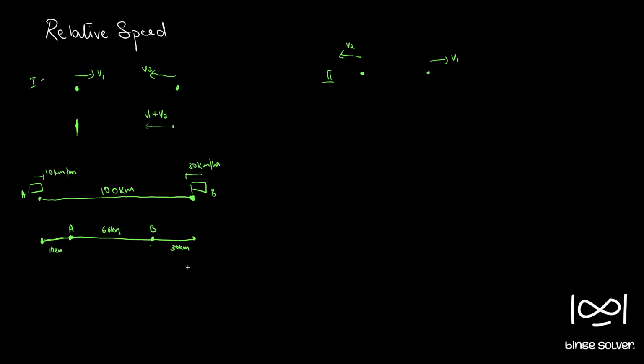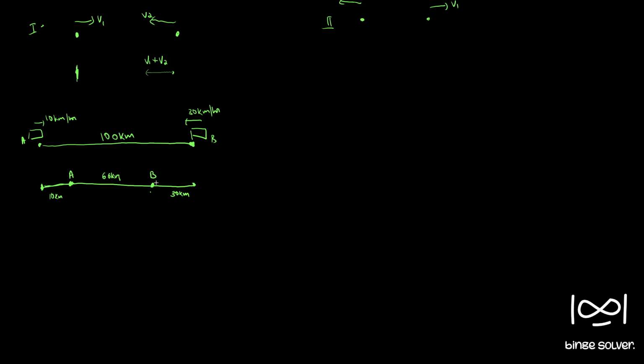Now let's think about the scenario where we assume this person was stationary. If we assume that A hasn't changed his position and B is traveling, covering this 100 kilometers with a combined speed of 10 plus 30, 40 kilometer per hour, what happens? After 1 hour, B will have traveled 40 kilometers, and total there was 100 kilometers. So what is left? 60 kilometers.